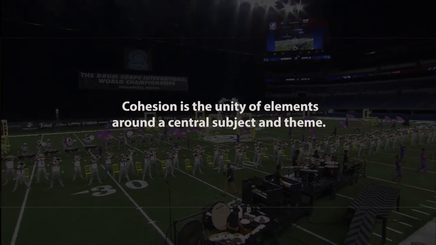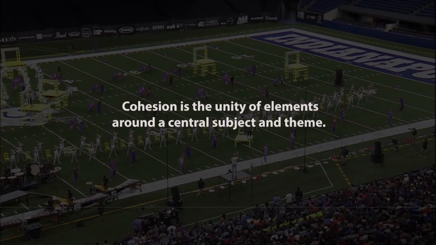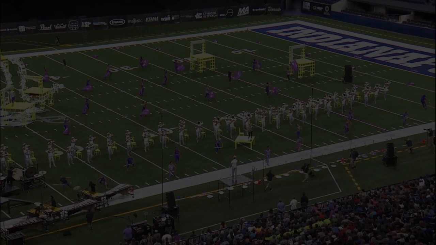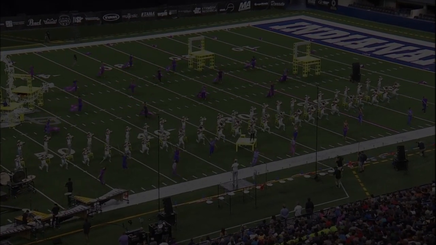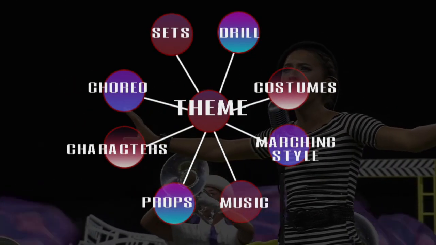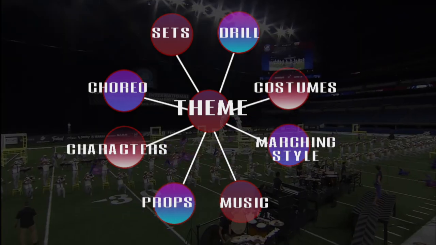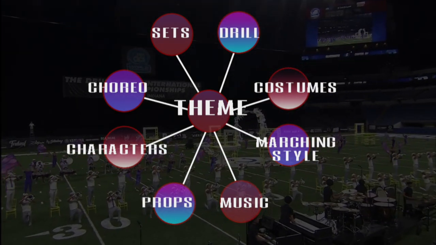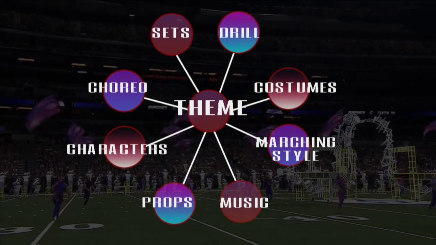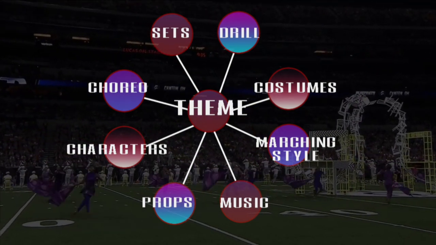Cohesion is the unity of elements around a central subject and theme. As we discussed in the first video, all elements of the show tie into the main subject or theme, like spokes on a wheel. The drill forms, costumes, marching style, music, props, characters, choreography, and sets all tie in.